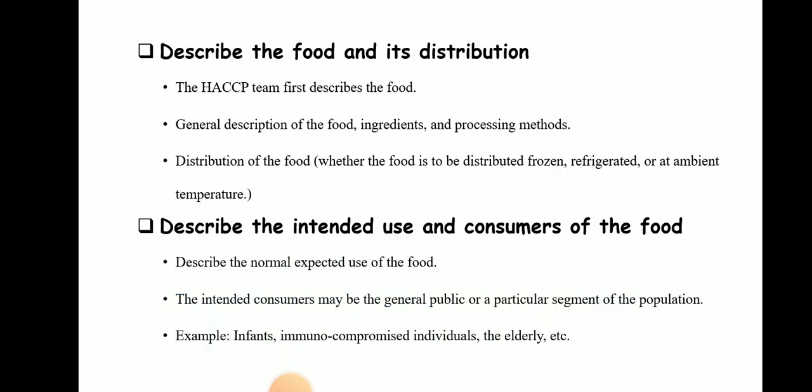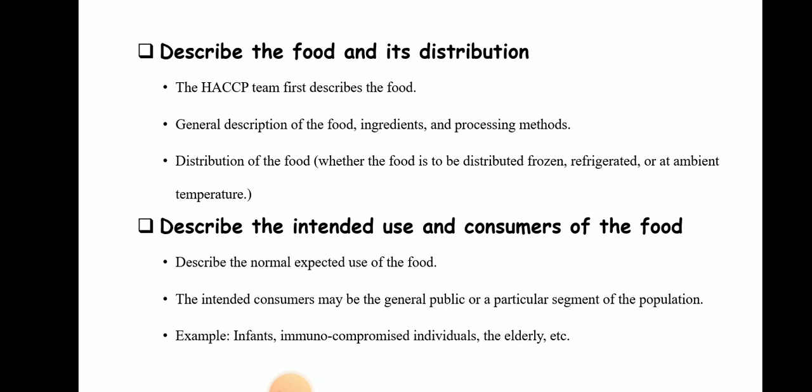The next step is describing the food and its distribution. Once the team is assembled, they are required to describe the food: the general description of the food, what ingredients are used, and the various processing methods involved. Then the distribution of the food is also to be mentioned, which means whether the food that is prepared is distributed in frozen condition, in refrigerated condition, or at ambient temperature. That gives an overall idea about describing the food and its distribution.